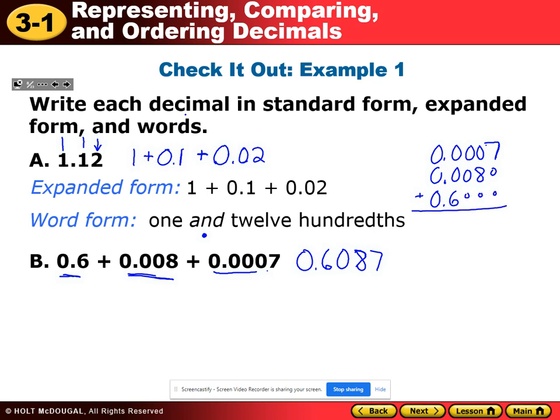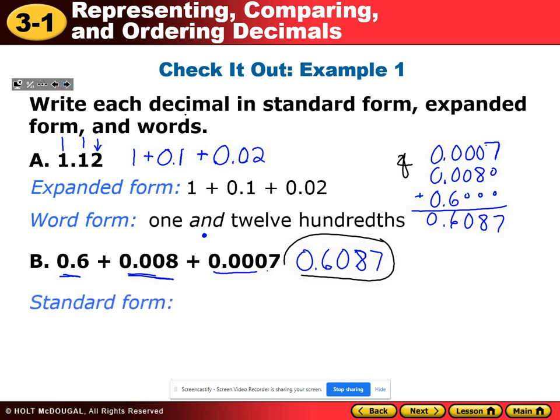Placeholders if you want. 7, then an 8, then a 0, then a 6, then a 0. If you feel comfortable just jumping right to the answer, that's fine. Just know there's a good chance you could make a mistake, and then it does have to be wrong. This way up here would be a sure way to make sure you get it right. So let's go ahead and write it in standard form. We did pretty well, all right?